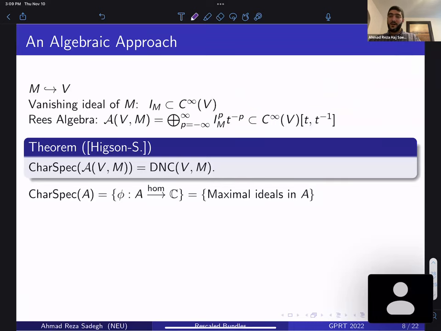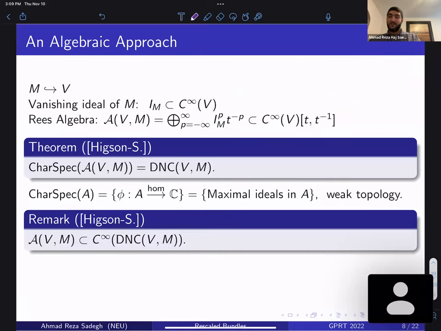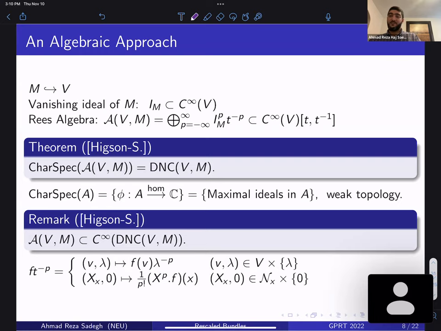Okay, anyway. I want to also make a quick remark that this algebra A of V and M, the Rees algebra itself, is a subalgebra of the smooth functions over this DNC, and you have this explicit basic formula. So at least when I started my PhD, that was the point of view I had toward this Rees algebra. I knew very little about algebraic geometry then, to be honest, but later on I had to learn a little bit more. But that was my starting point. That's how I started to create the smooth structure out of this formula, out of this embedding.